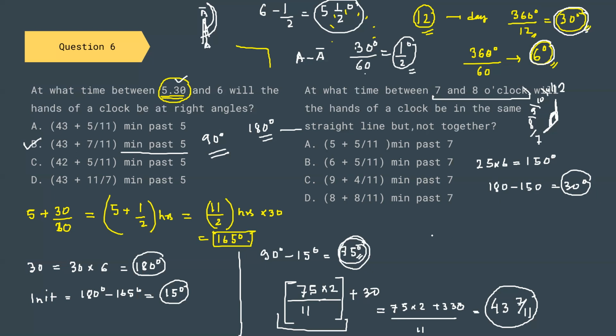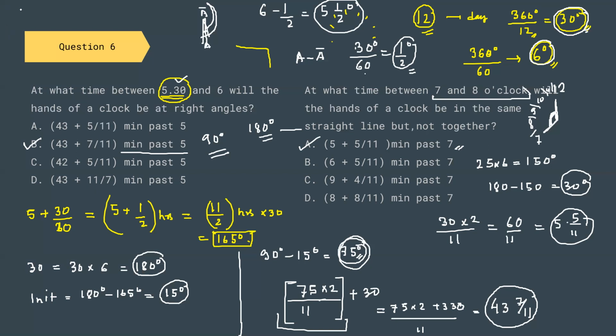And at what speed do we have to cover 30 degrees? We know the relative speed between the hour hand and the minute hand is 5.5 degrees per minute. So this will be 30 divided by 11 by 2, that is 60 by 11, and 60 by 11 gives us 5 and 5 by 11. So at 5 and 5 by 11 minutes past 7, the hands of the clock are exactly going to be at 180 degrees.